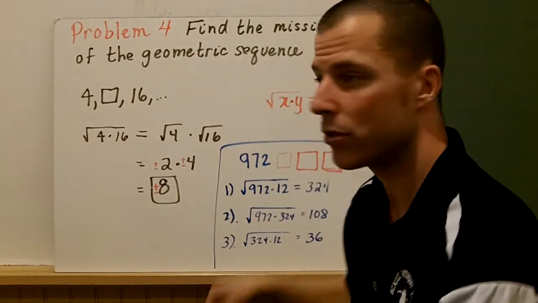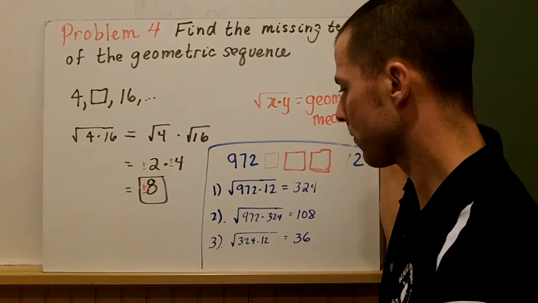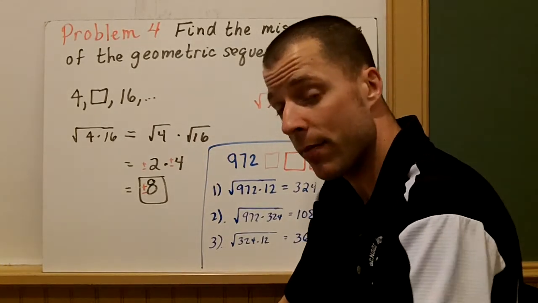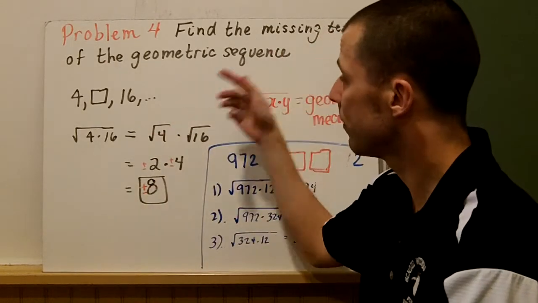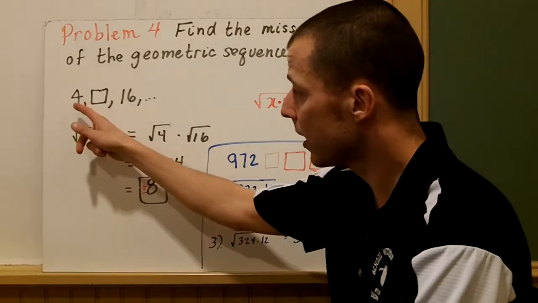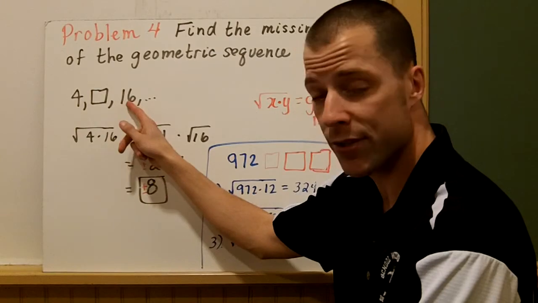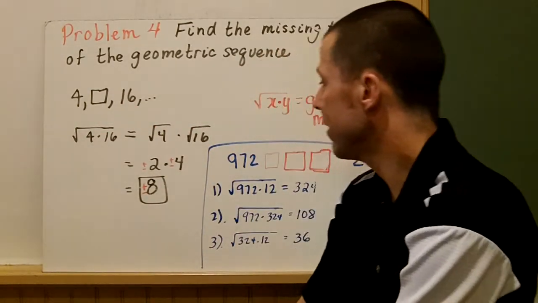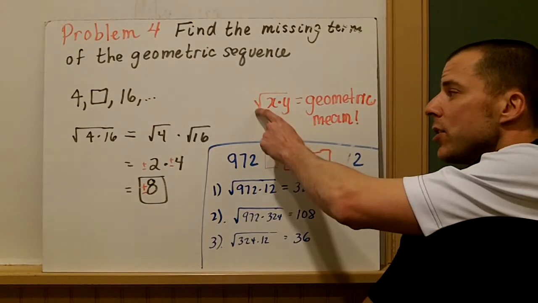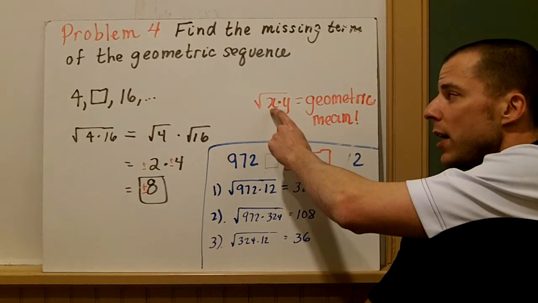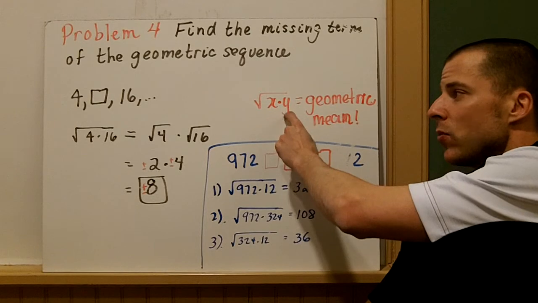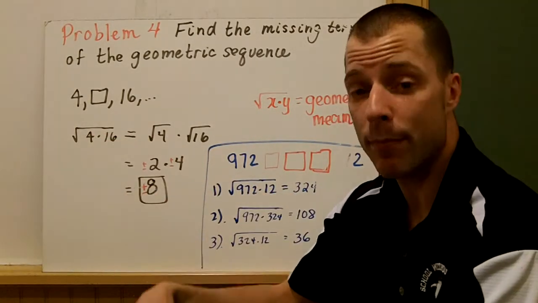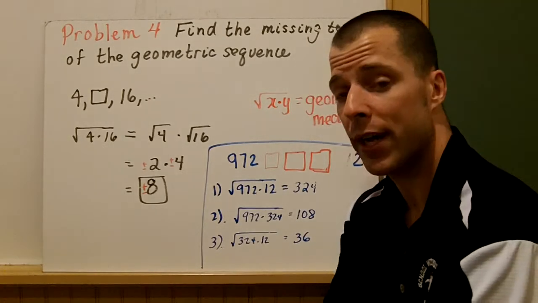Our last problem deals with geometric mean. When we talk about geometric mean, we're talking about an average, like arithmetic mean. So in this example, we're going to find the missing term. So again, I have 4, blank, 16. This is geometric, so I've told you. The geometric mean is the square root of x times y, where x and y are the two outside numbers, and the missing number is the middle, mean, average, middle value.